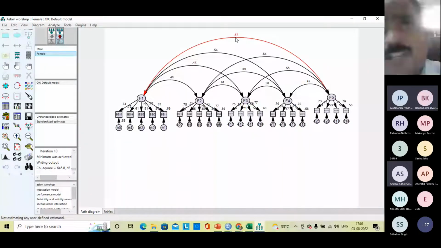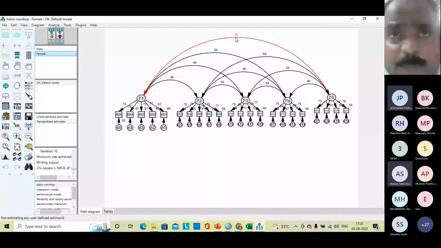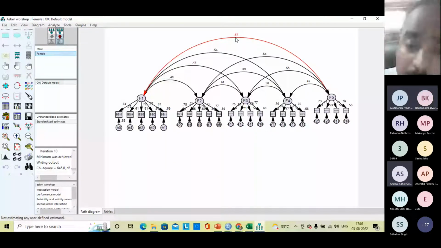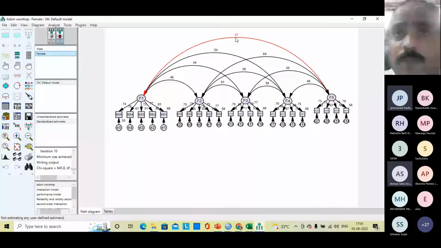Now, what is the most important part? The most important part is whether the model is fitting or not. This may happen: the model is perfectly fitting to the male, but may not fit the female. If the model is fitting to both male and female, then the subsequent invariance testing will go ahead. If the model is not fitting, then invariance testing has no meaning at all.